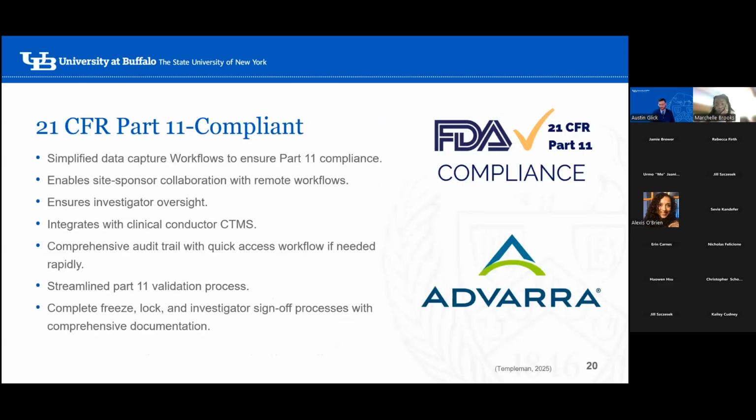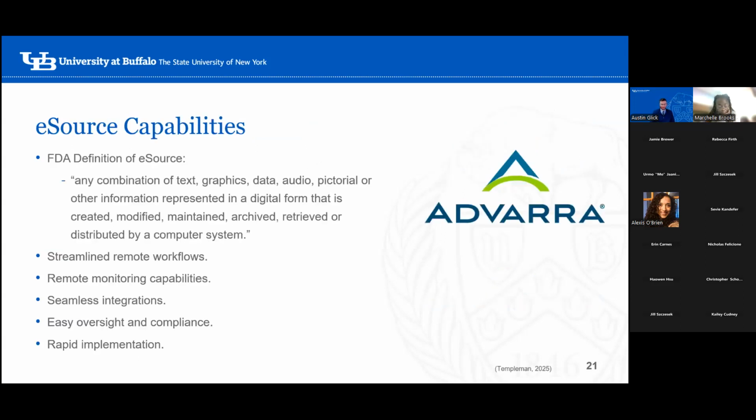And this is 21 CFR Part 11 compliance. Advarra has a simplified data workflow that ensures the Part 11 compliance. It enables site sponsor collaboration with remote workflows, ensures investigator oversight with its signature software, integrates with Clinical Conductor and the CTMS. It has a comprehensive audit trail with quick access workflow if needed rapidly. That's kind of what I discussed with audits. Streamlined Part 11 validation process, and it is complete freeze, lock, and investigator sign-off processes with comprehensive documentation.